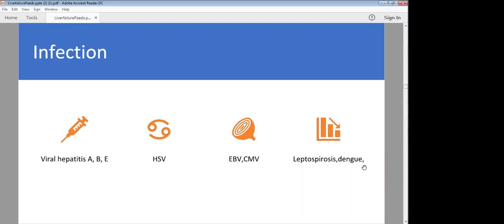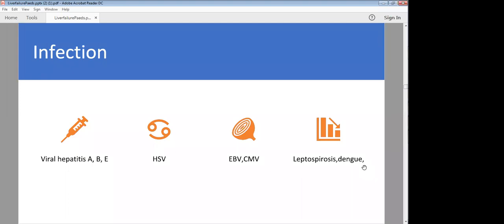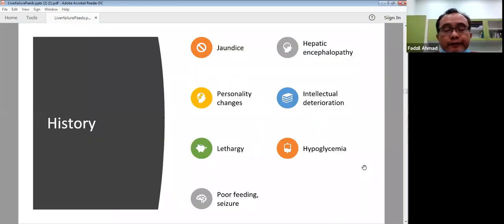So you must do virus screening. Next, herpes simplex virus is also important. You need to check Epstein-Barr virus, CMV, leptospirosis, and dengue. Also, one of the differentials. Okay, go next.